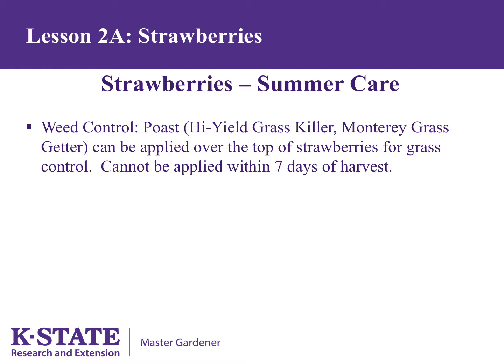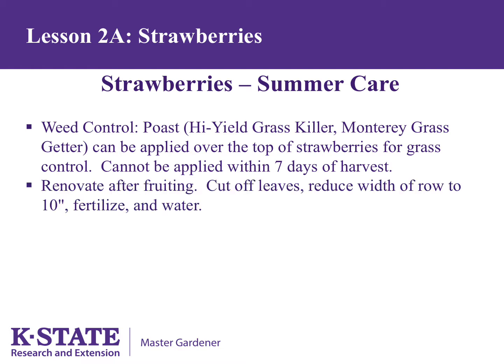Now let's look at renovation. Renovation is done after fruiting, so often sometime in early June. During renovation, you'll cut off diseased leaves, reduce the width of the row to 10 inches, fertilize, and water.